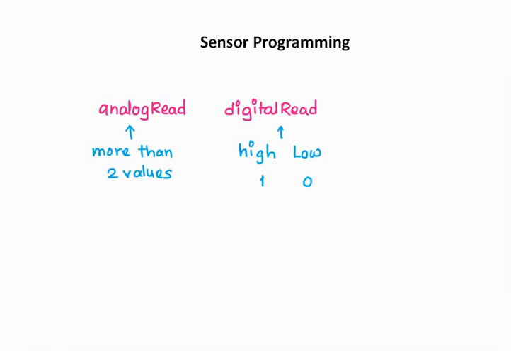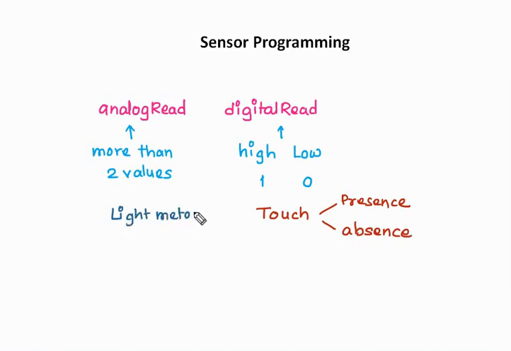For example, a touch sensor is a digital sensor. Why? Because it only senses presence or absence of touch. Whereas a light meter is an analog sensor. A light meter, which is used in cricket matches to check the ambient light, is an analog sensor because it tells you the brightness of the light.